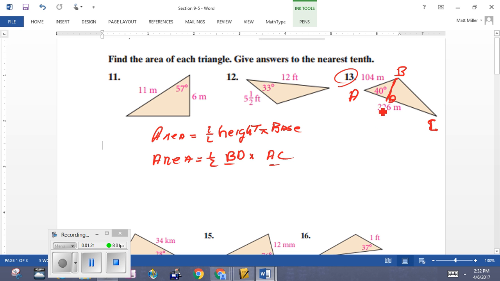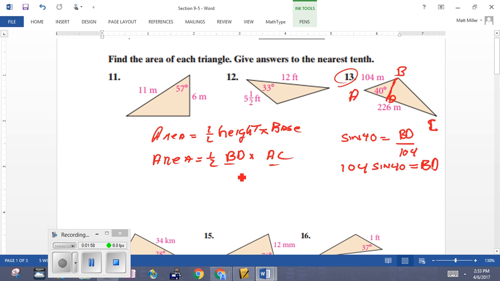So we should agree that if I come over here and use the trig, that I can say for this angle of 40, the sine of 40 is equal to the opposite, okay, which is the length BD, over the hypotenuse, which is 104. So we hope you can see that, right? Now, if I simply cross multiply, I have 104 times the sine of 40 is equal to BD.